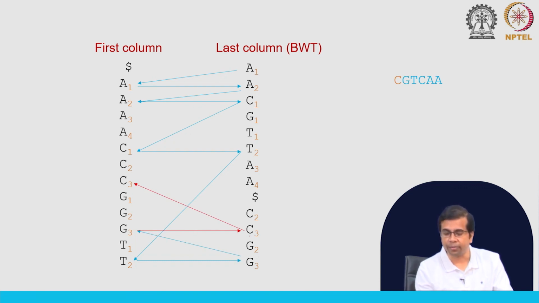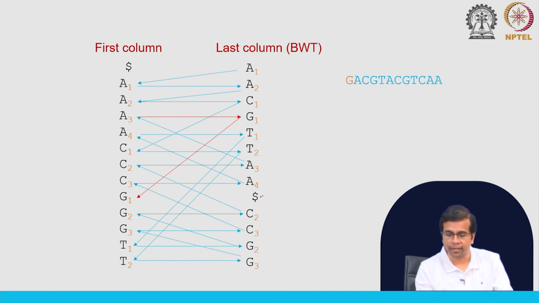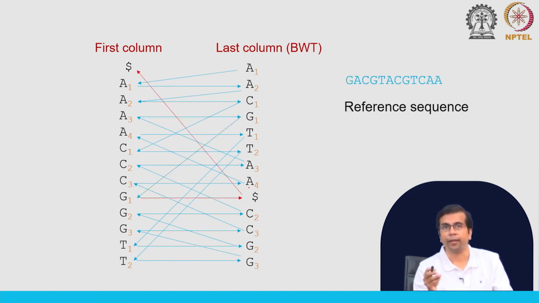We can see this C is before this G because of the rotation. Again we go back here to the first column using last-first mapping, we look at the letter that is before this C, which is A, and do last-first mapping, and so on. We can repeat this process throughout these columns, first column, last column, until we reach the dollar sign here. That would be the end. And this is the reference sequence that we generated.